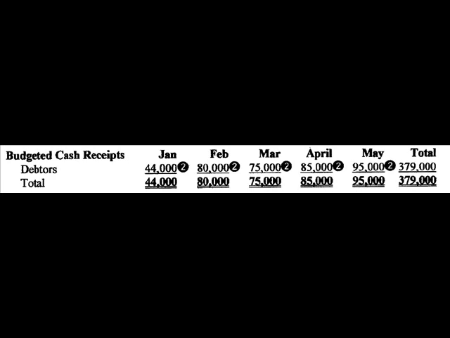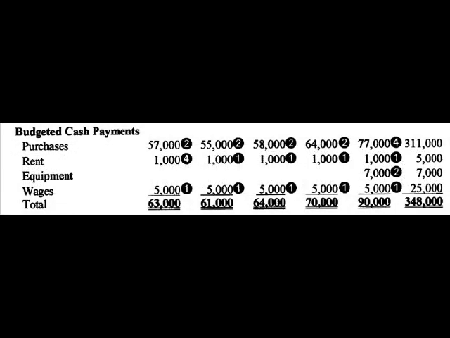Moving on now to our budgeted cash payments. Each month we pay for the previous month's credit purchases. So the 57,000 paid in January is paying for the opening creditors, the December purchases. Then in February we're paying 55,000, which is January's credit purchases, and so on for the other months except for the final month there, the 77,000.